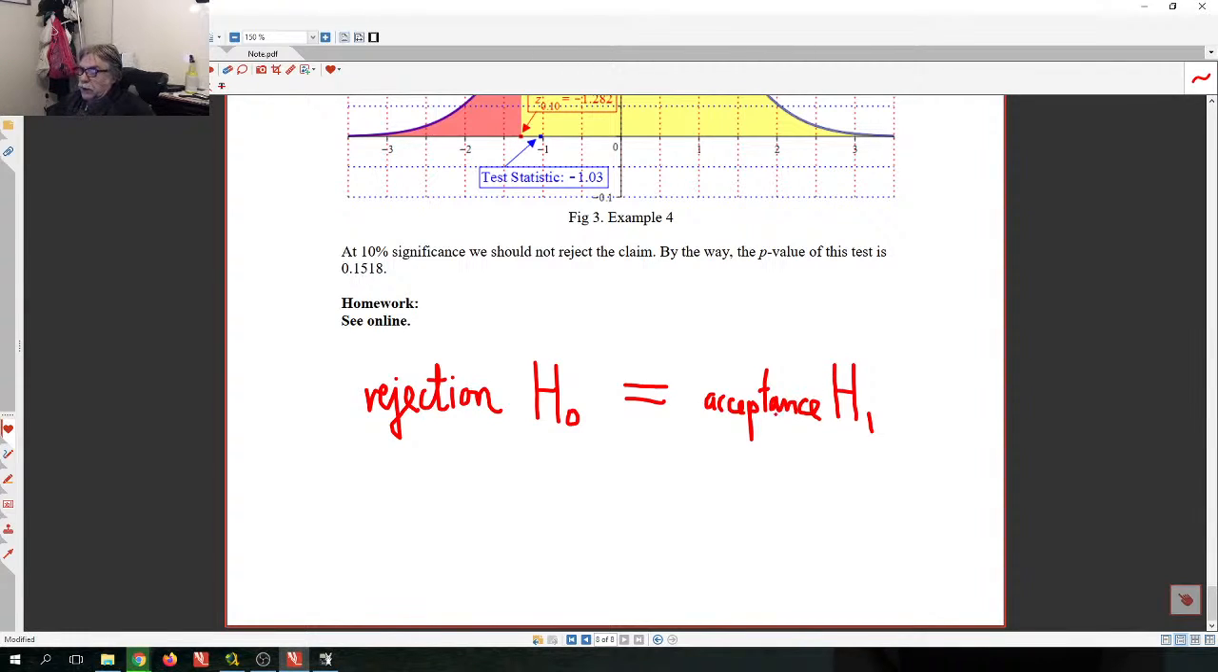So keep that in mind. Every single test is about rejection of a null hypothesis or not rejecting null hypothesis. Not about acceptance of a null hypothesis. The test could not end up with that. But if you need acceptance, you have another claim, alternative.